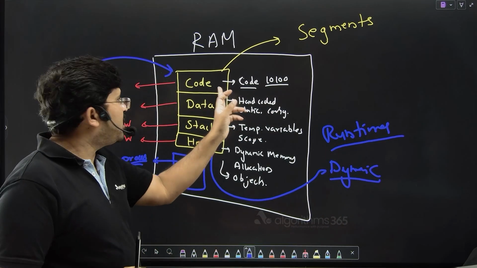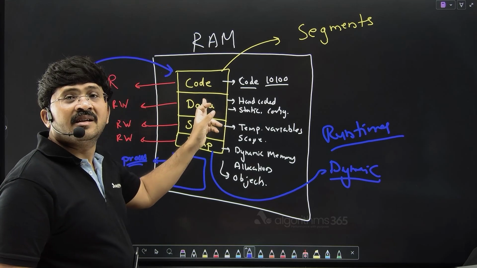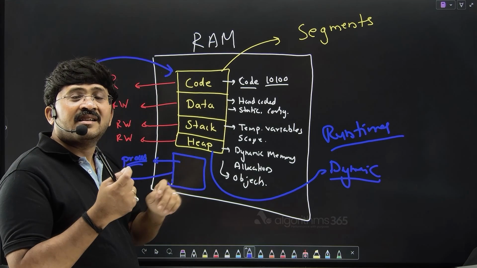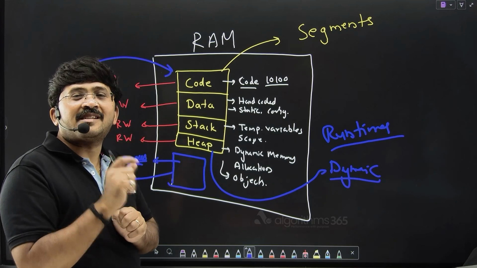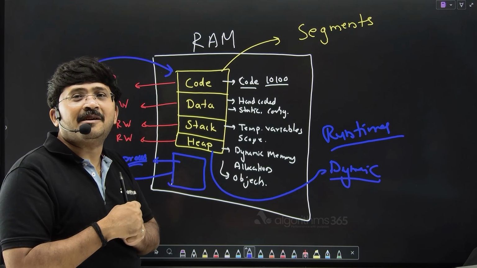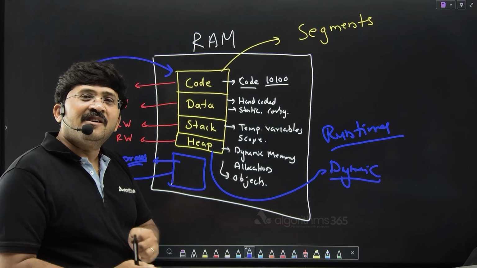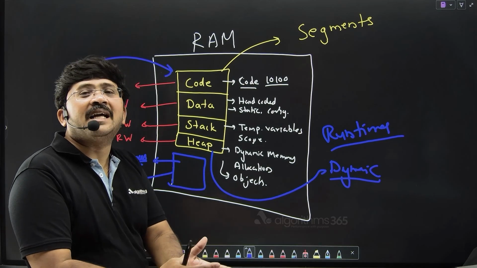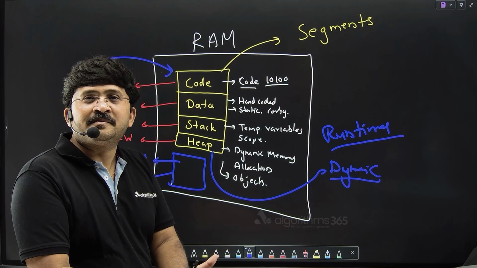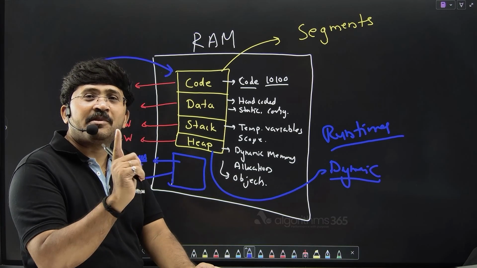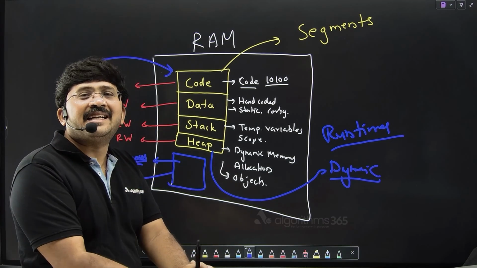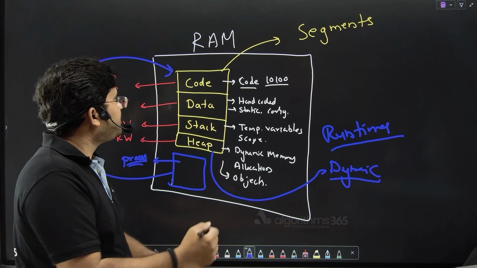So when is memory allocated for code and data? It gets allocated at load time, when the program is loading. Some people mistakenly call it compile time. That is not true. When you are compiling, you are only converting from a high-level to a low-level language. In compile time, there is no memory allocation. It happens when the program is getting loaded onto the RAM.